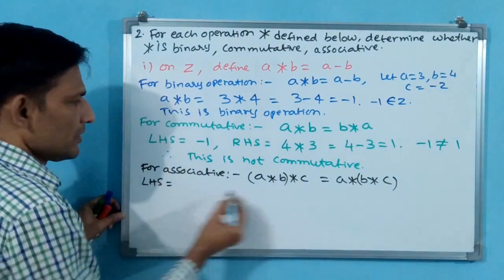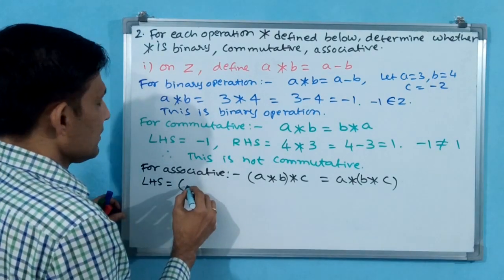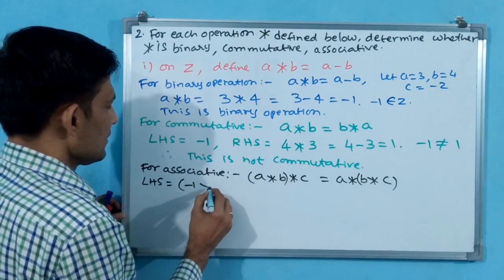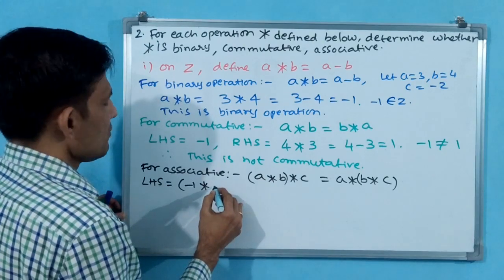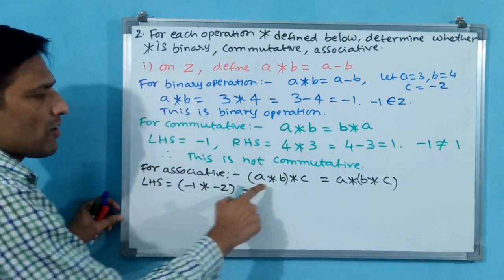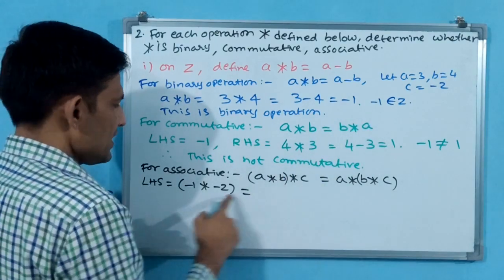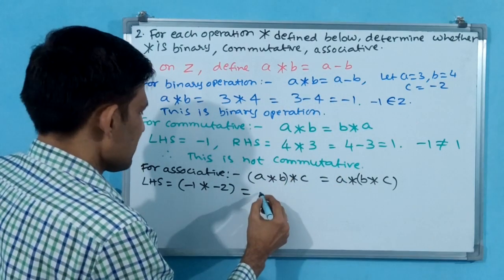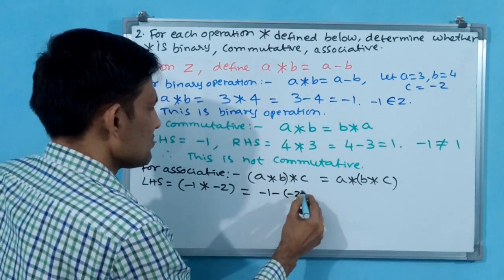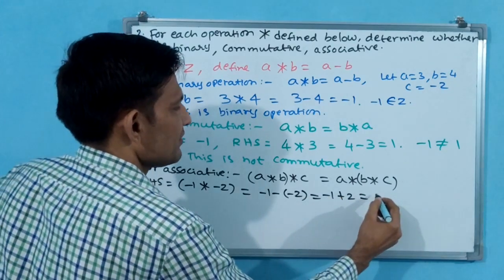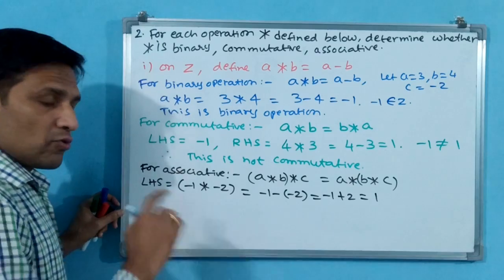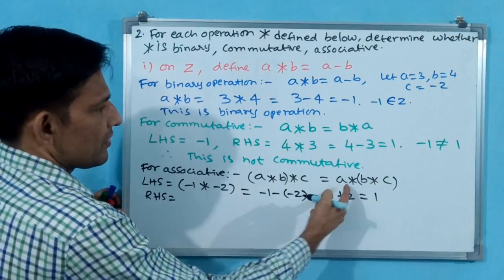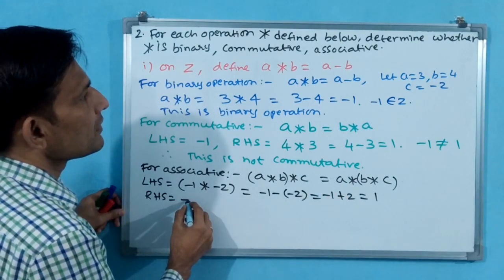LHS is equal to A star B, which is minus 1, star C. C is minus 2. I have directly written A star B as minus 1, C is minus 2, star first you keep. Now, what is the operation? Minus 1 minus of minus 2, that is equal to minus 1 plus 2, that is equal to 1. This is LHS. Now you go for RHS. RHS: A star, that means 3.